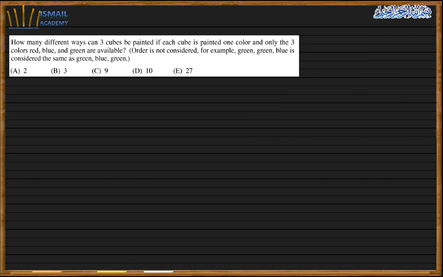How many different ways can three cubes be painted if each cube is painted one color and only the three colors red, blue, green are available? So here they told us that green, green, blue is the same thing as green, blue, green. All right. So let's see how many colorings we can do. Of course, we cannot have fewer. So let's see all the possible choices.